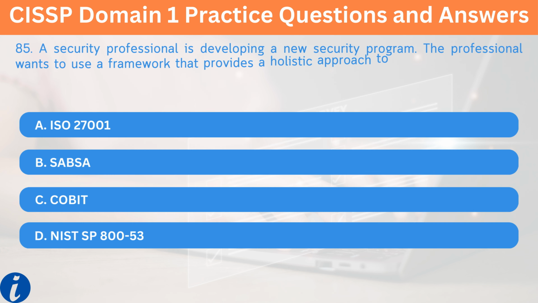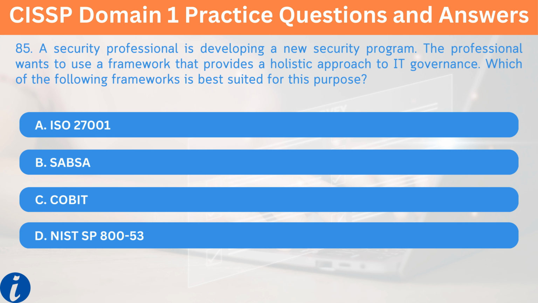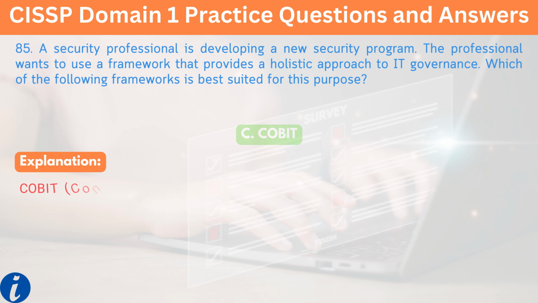85. A security professional is developing a new security program. The professional wants to use a framework that provides a holistic approach to IT governance. Which of the following frameworks is best suited for this purpose? A. ISO 27001. B. SABSA. C. COBIT. D. NIST SP 800-53. The correct answer is C.